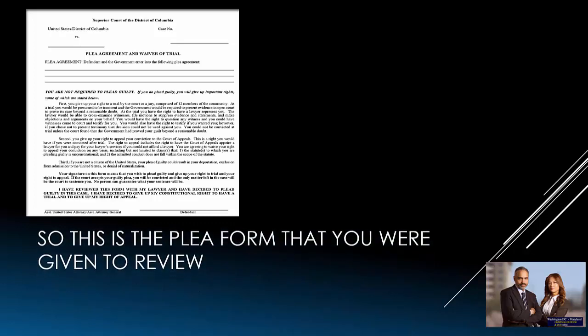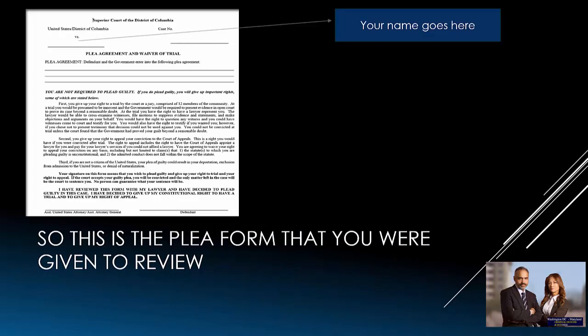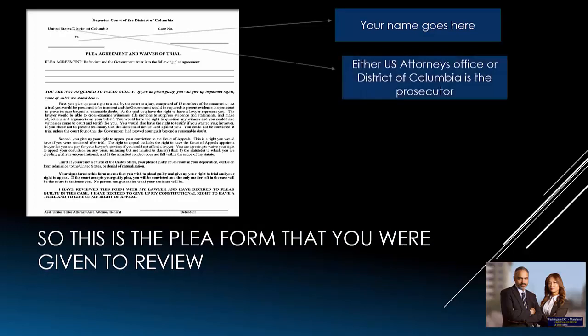Obviously, the first thing is that your name is going to go at the top of the form. The next part is that you're going to talk to your attorney, whoever your lawyer is, and make sure you know who the entity prosecuting you is. Now, there's two prosecuting entities in the District of Columbia. That's either the U.S. Attorney's Office for D.C. or the District of Columbia, also referred to as the Office of Attorney General. That's the D.C. prosecutor. That would usually be circled or highlighted, showing which one is prosecuting the case.